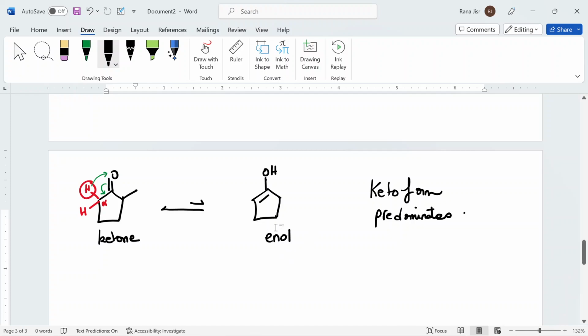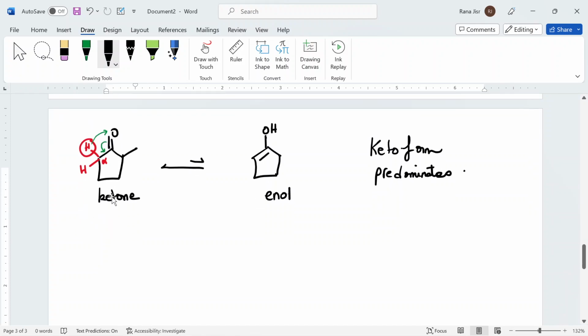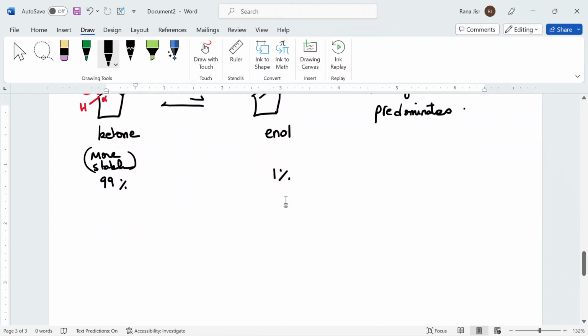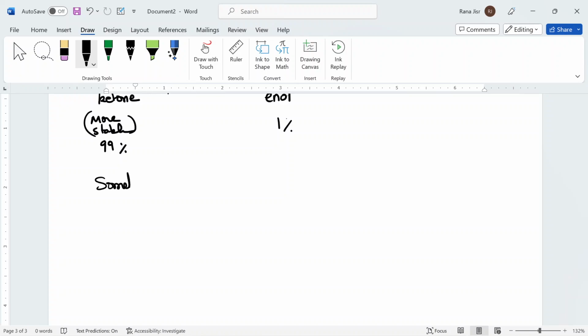And the reason why it predominates is because whatever is forming is less stable than what you started with. This is why the ketone predominates in this case. This one is going to be more stable, and it is going to exist around 99% compared to 1% or even less for the enol. Now, sometimes the enol form predominates.